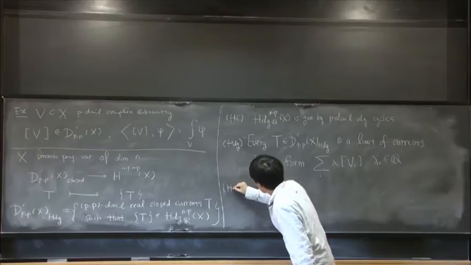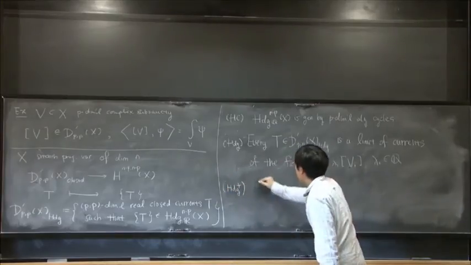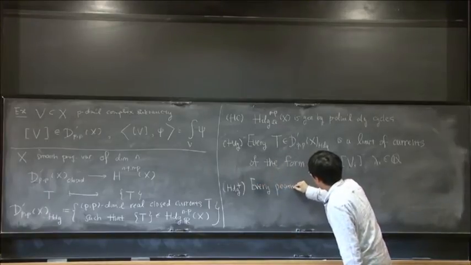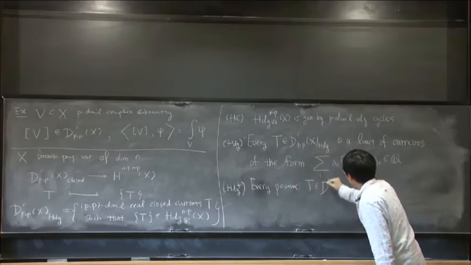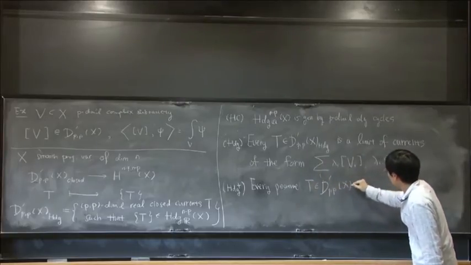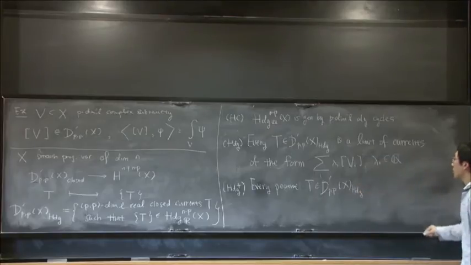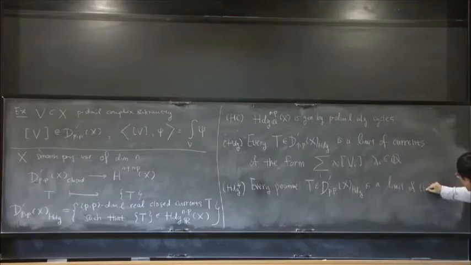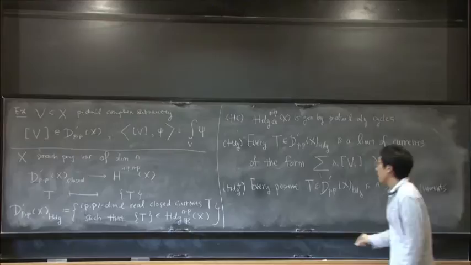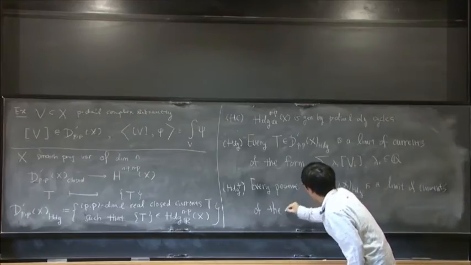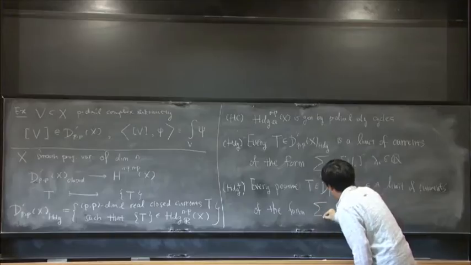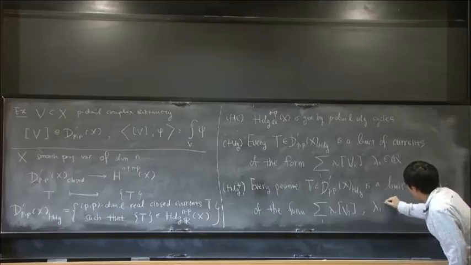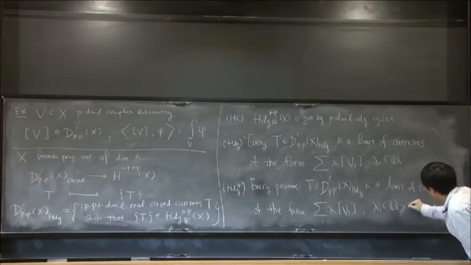And the third condition, which I'll write as Hodge plus, says that if I have a positive current, a pp-dimensional current which lives in this space, D'_{pp} of X, it is a limit of currents of the form sum over I of lambda_I [V_I], where this time lambda_I belongs to the non-negative rational numbers.